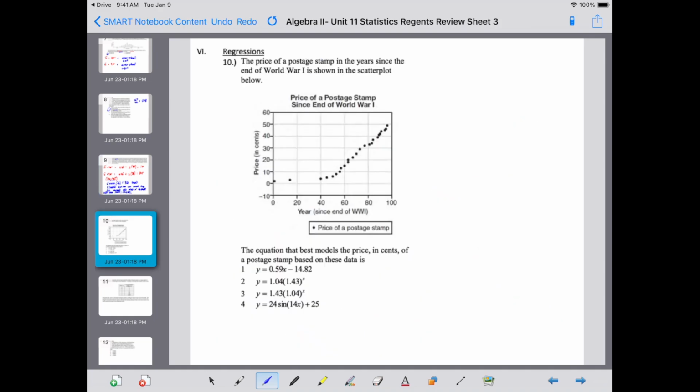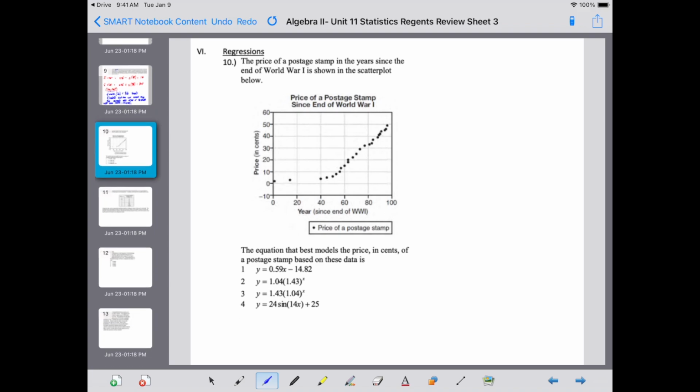Okay. The price of postage stamps in the years since the end of World War II is shown in the scatterplot below. What equation best represents this model? So, what equation looks like this? That looks like an exponential to me. It definitely doesn't look like a sine wave, right?